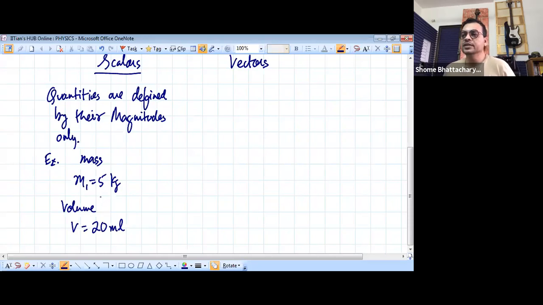Or magnitude ko hum kaise define karte hain? As a number multiplied by a standard value of that quantity, which is called a unit. So just a number multiplied by a unit shows us the quantity or the magnitude of that quantity, which is the scalar quantity, and that is what defines it.